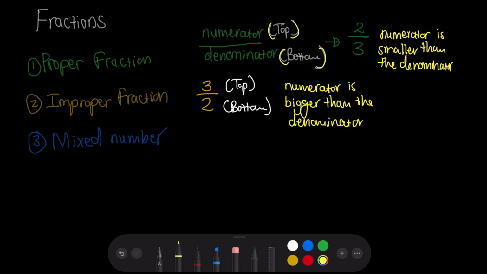Then because most people don't really like improper fractions, what will they end up doing? They will end up trying to convert this improper fraction into a mixture of a whole number and a proper fraction. So that is what a mixed number is. A mixed number consists of a whole number with a proper fraction.